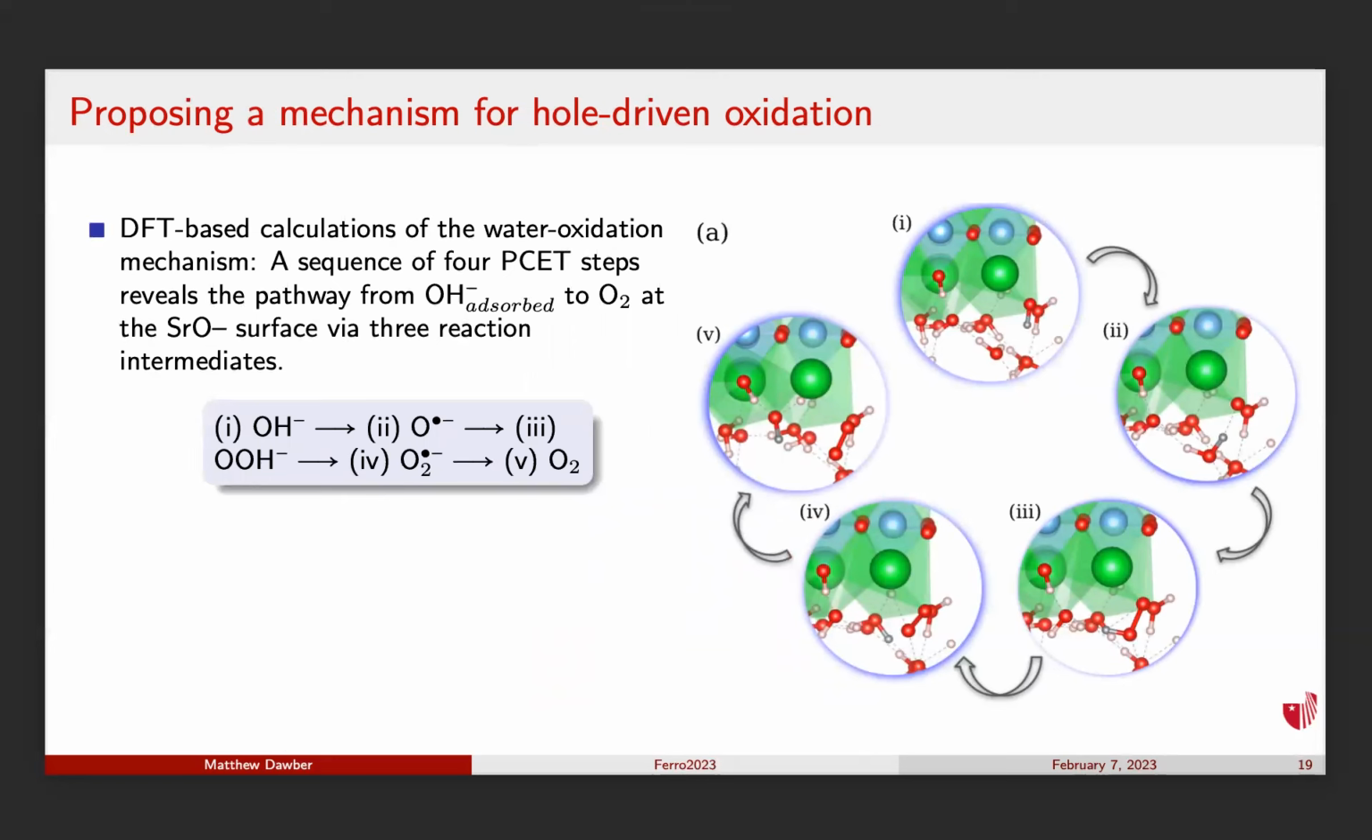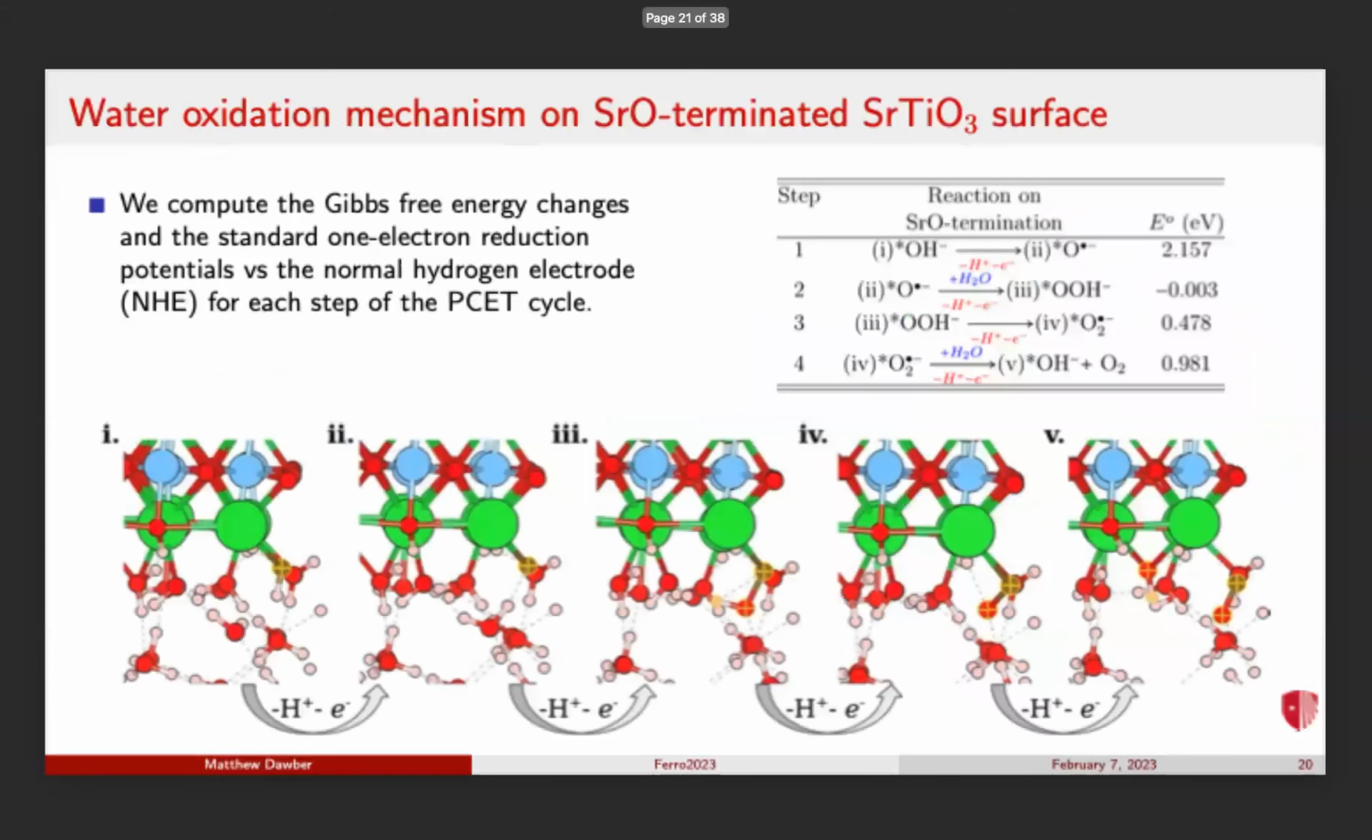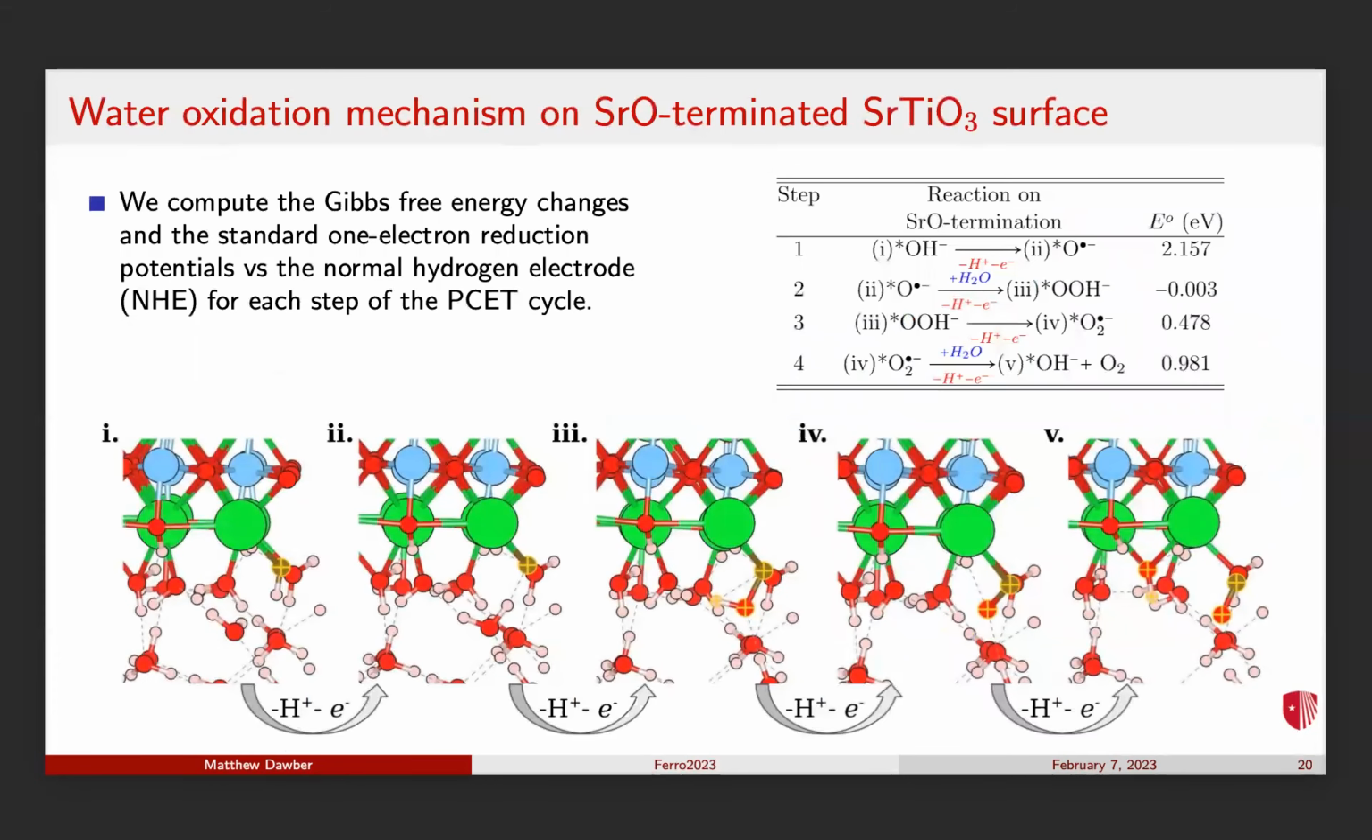There are these 4 steps that are gone through, where here is the oxygen that we're dealing with, going from OH minus, to an oxygen minus radical, to an OOH minus, to O2 minus, and finally to O2, sorry, the oxygen molecule that we want to remove from this system, right? And in each of these steps, there's a transfer of a hole and an electron. So this is basically what we're showing here.